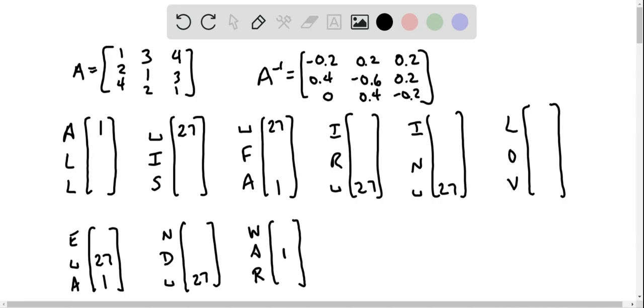B is 2, C is 3, D is 4, E is 5. I have an E. F, 6, G, 7, H, 8, I, 9. So I've got 2 9s, 3 9s. J is 10, K is 11, L is 12. And I do have 3 L's, so I'll put those 12s in. M is 13, N is 14. I have 2 N's, so I'll put 14s in for those. O is 15. P is 16, Q is 17, R is 18. I've got 2 of those.